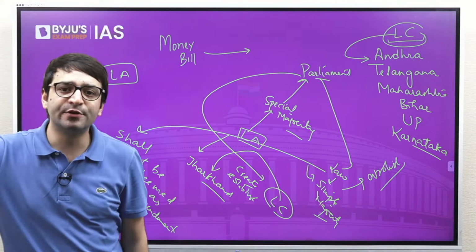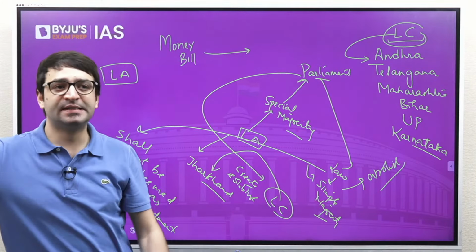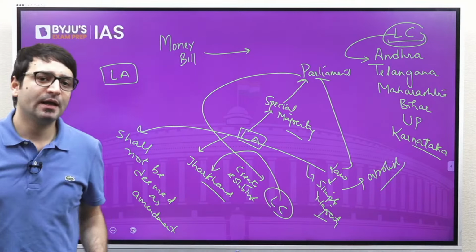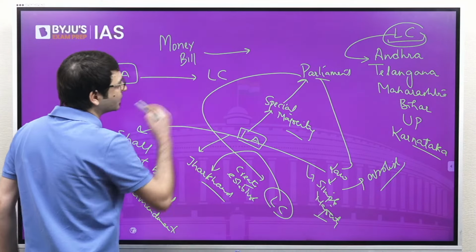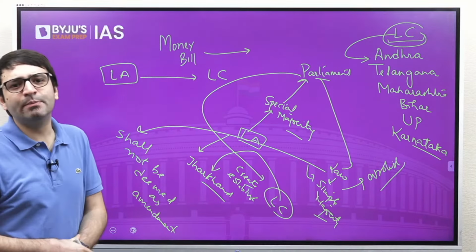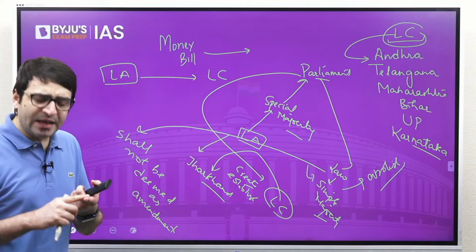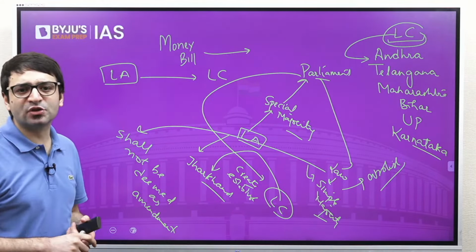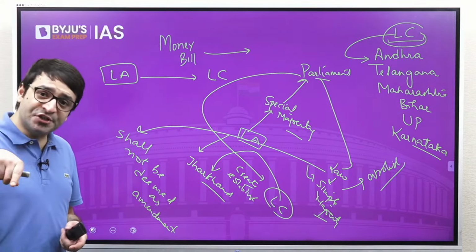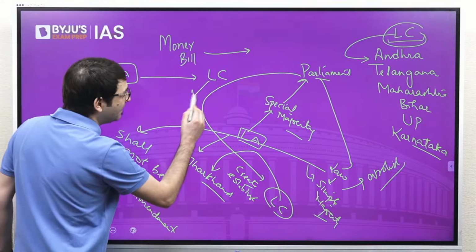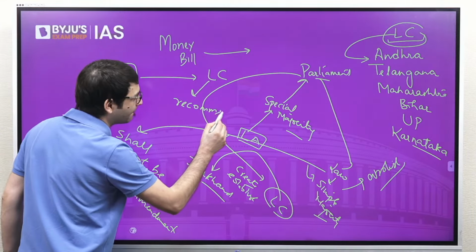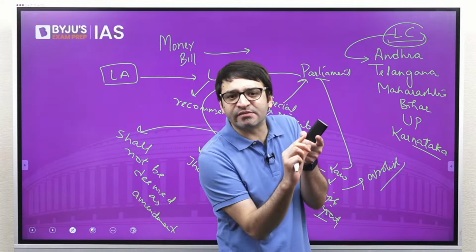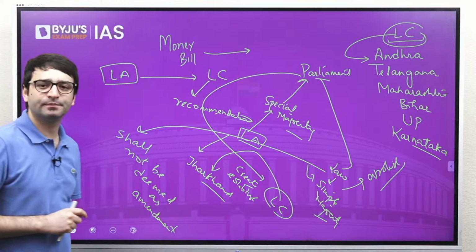But once this money bill is passed by the Legislative Assembly, because a money bill can be introduced only in the Legislative Assembly, just like at the central level, a money bill can be introduced only in the Lok Sabha, it is then sent to the Legislative Council. What are the options available with the Legislative Council? It cannot reject a money bill. It cannot amend a money bill. It may suggest recommendations, and by giving these recommendations, it can return the bill back to the Legislative Assembly.